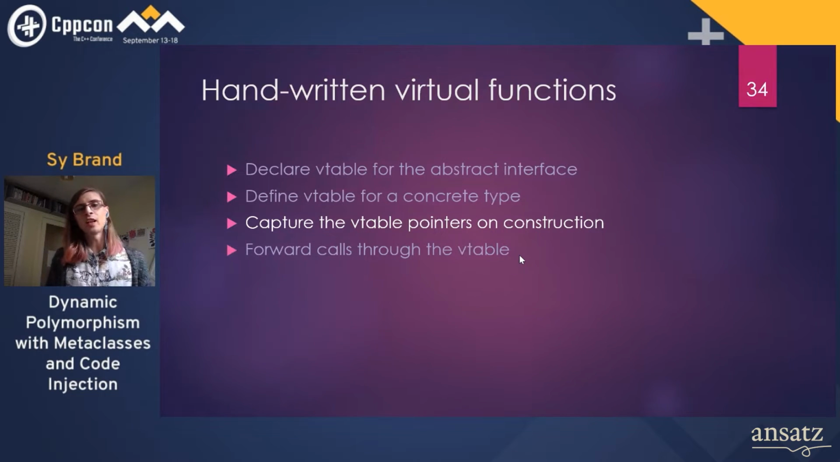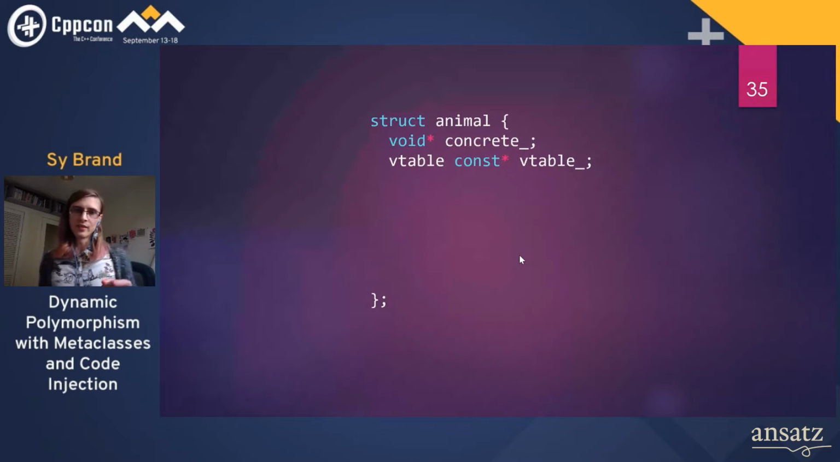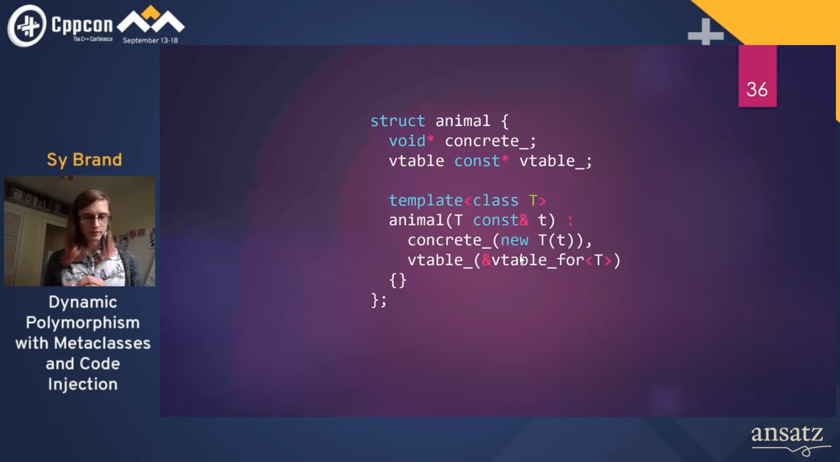Next, we need to capture the Vtable pointers. So when we construct an animal class, what we need to do is fill in our pointer for our concrete object and a pointer to our Vtable. So our constructor is going to be a template. It's going to take anything. Of course, in the real world, we would constrain this, but slideware. And we're going to dynamically allocate a copy of what we're given and store it in concrete. And then we're going to take a pointer to our Vtable and store that inside our animal.